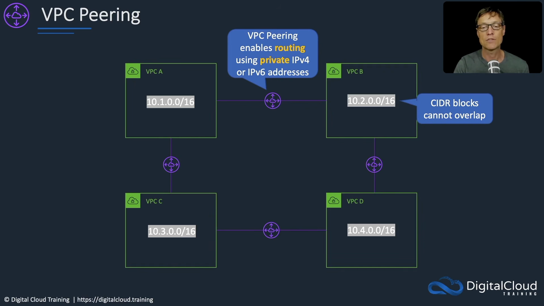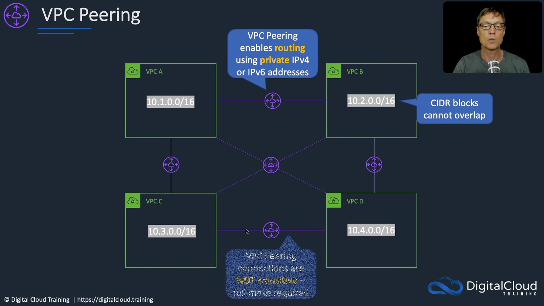So what we actually have to do is set up 2 more peering connections. We've now got a peering connection between A and D and between B and C. So we've got a full mesh topology. Because VPC peering doesn't support transitive relationships, we do need this full mesh. So that becomes quite a lot of connections.